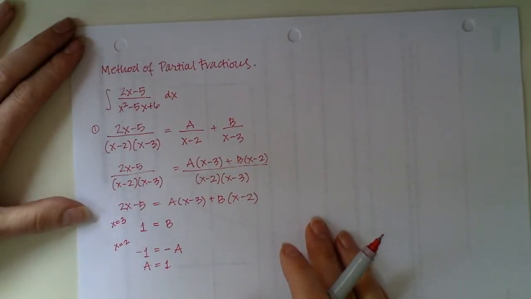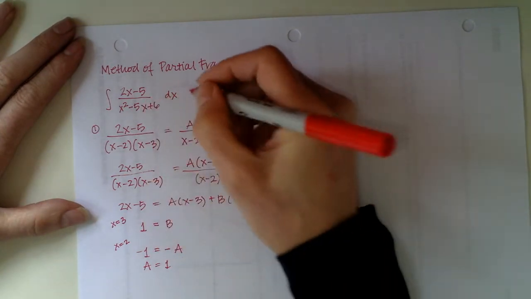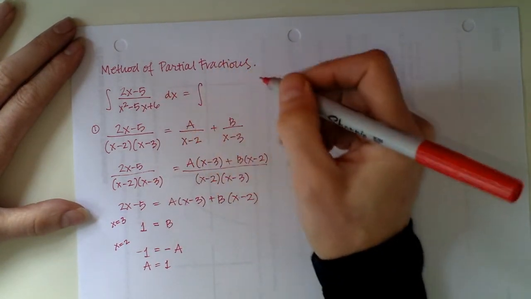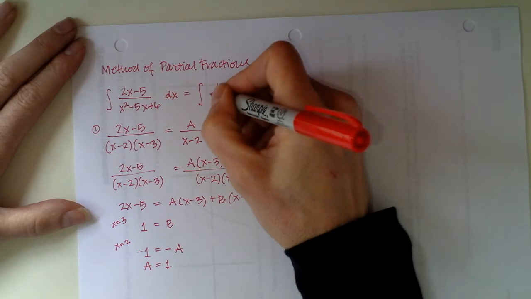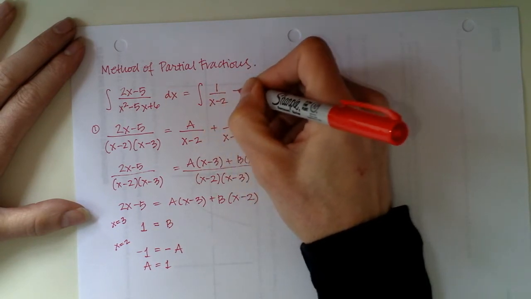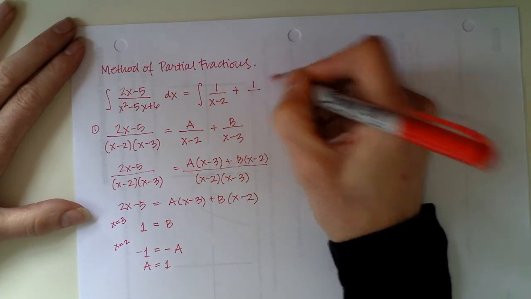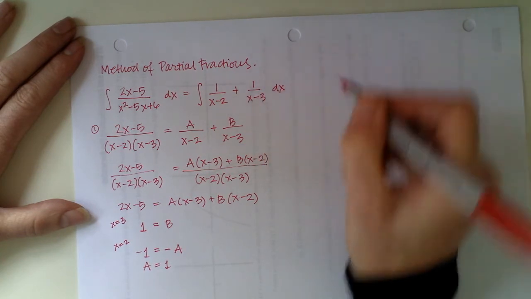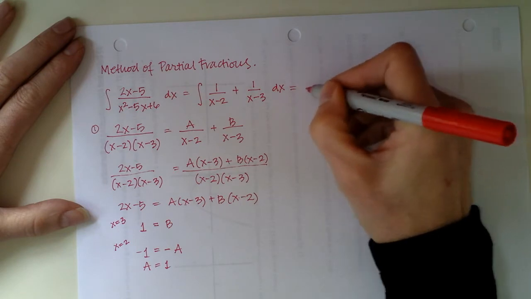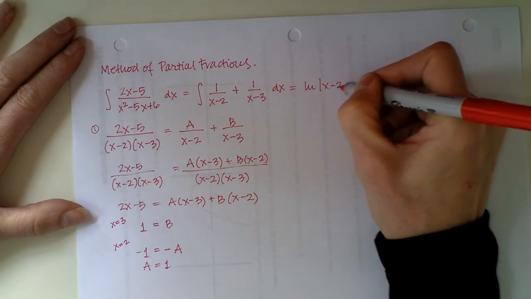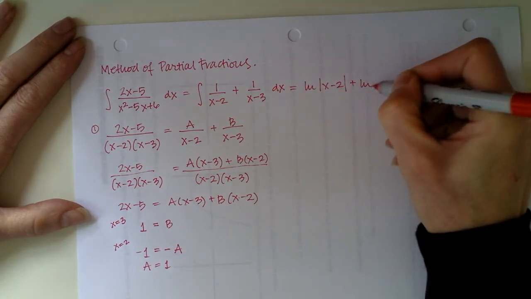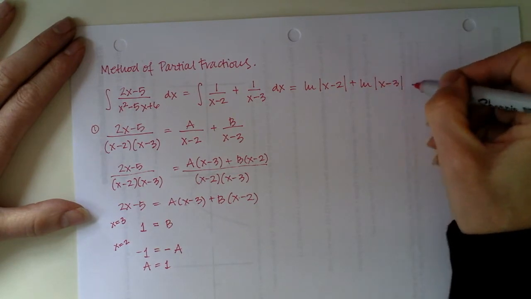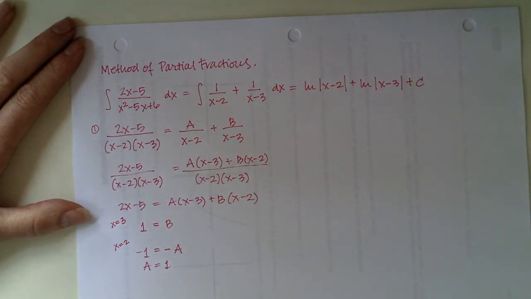So what are we doing? Oh yeah, we're integrating. That means that this integral can be rewritten as this integral, 1 over x minus 2 plus 1 over x minus 3. And that's easy to integrate. That's just a pair of logs. Okay, so this is called the method of partial fractions.